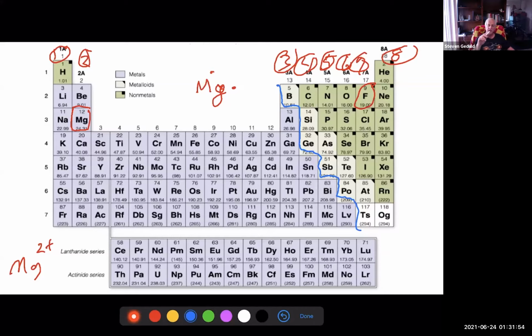So when you're combining a metal and a non-metal, that's what's called an ionic compound. Then we have a plus and a minus, and they combine strictly by charge. When two non-metals combine, that's called covalent.